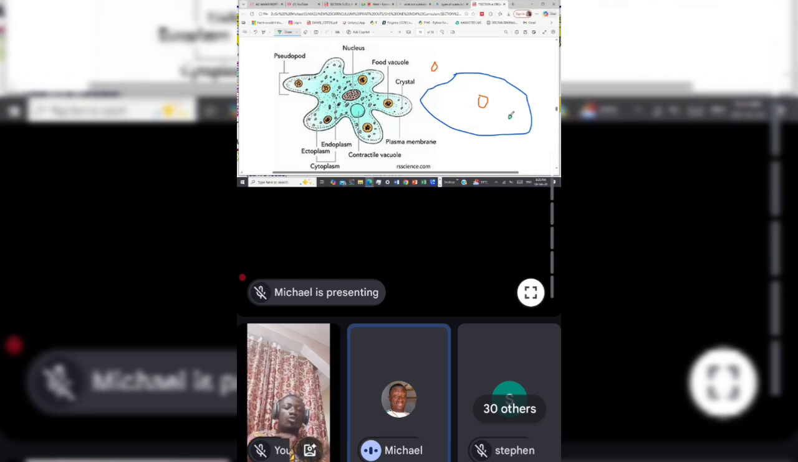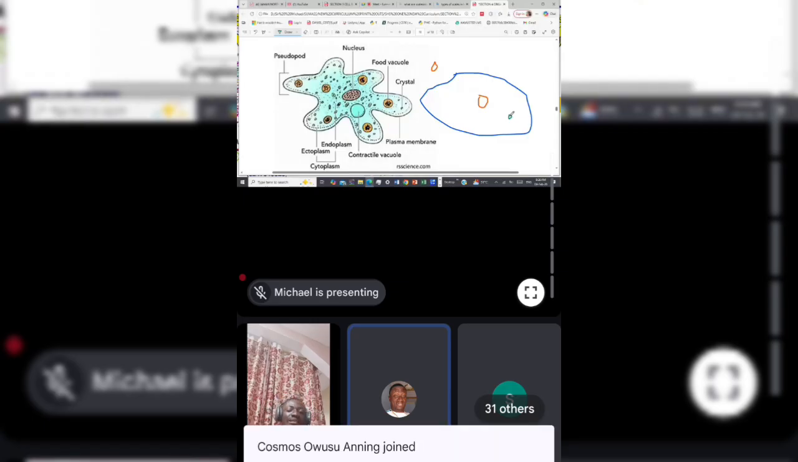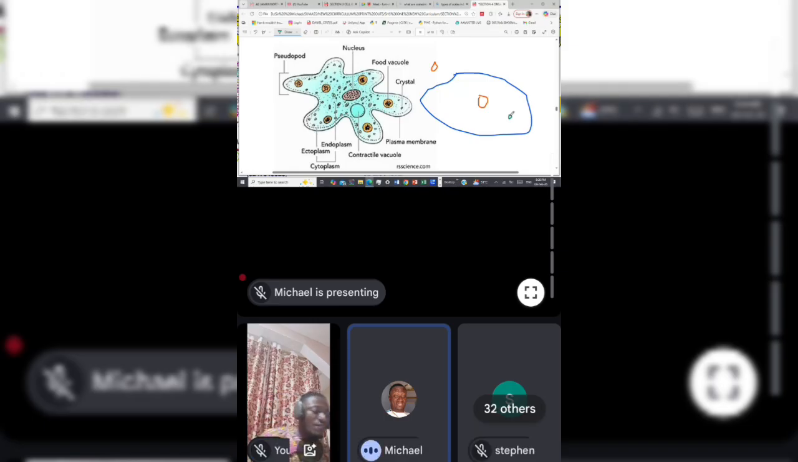So the contractile vacuole is a structure, very extensible, that stores water, and it controls osmoregulation, so that the amoeba will not lose too much water, and the amoeba will also not gain too much water. I will explain that very shortly. So this is the contractile vacuole.